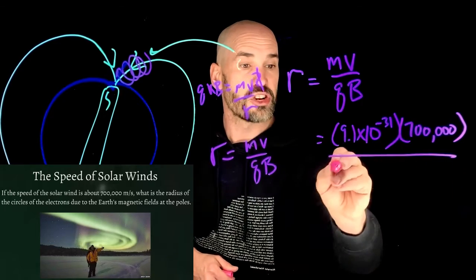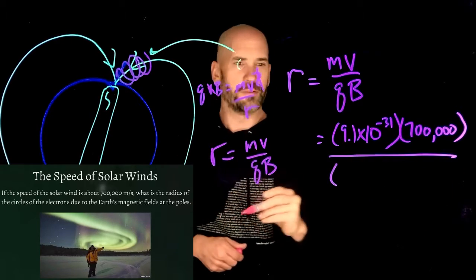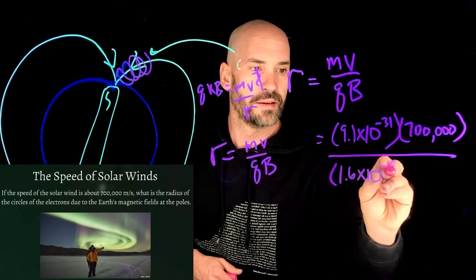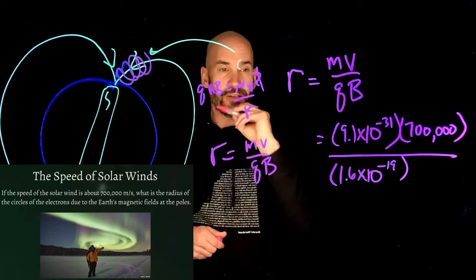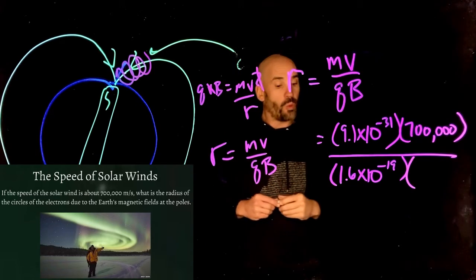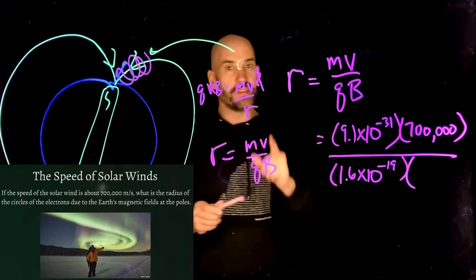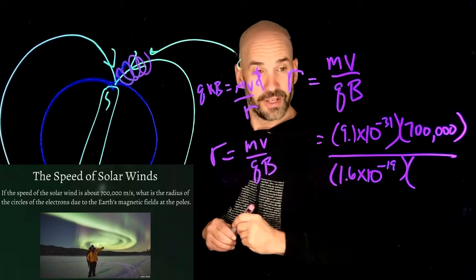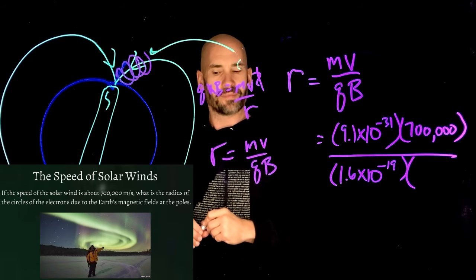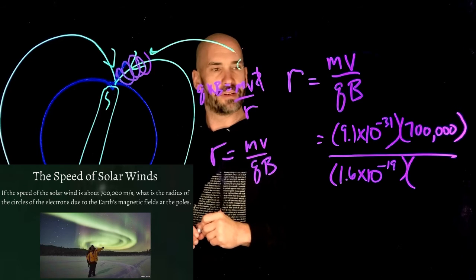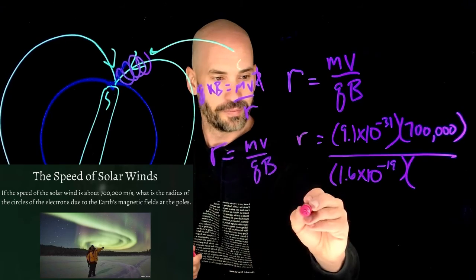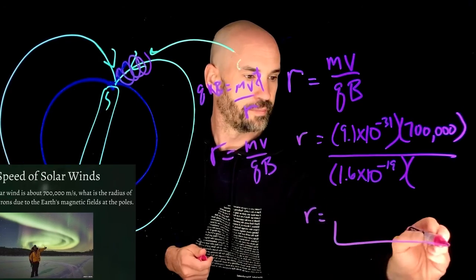Okay, what's the charge on an electron? You all know that like the back of your hand now, 1.6 times 10 to the minus 19. And B, the magnetic field of the Earth is, wow, that is something you're going to have to look up. What is the magnetic field of the Earth in Teslas? I personally am drawing a blank right now, and I leave it to you to complete this problem. Good luck.